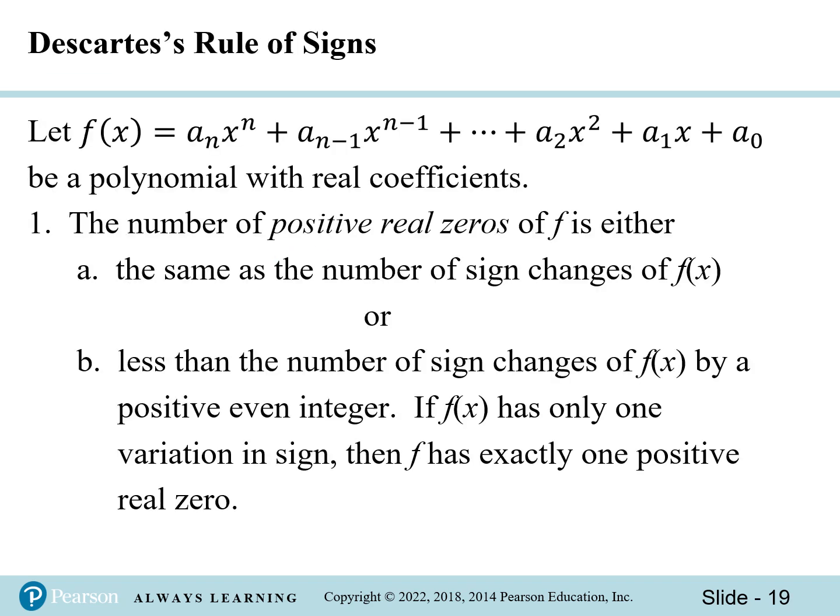All right, now we have Descartes' rule of signs. So we have some polynomial function with real coefficients. The number of positive real zeros of f is either the same as the number of sign changes of f of x, or less than the number of sign changes of f of x by a positive even integer. If f of x has only one variation in sign, then f of x has exactly one positive real zero.